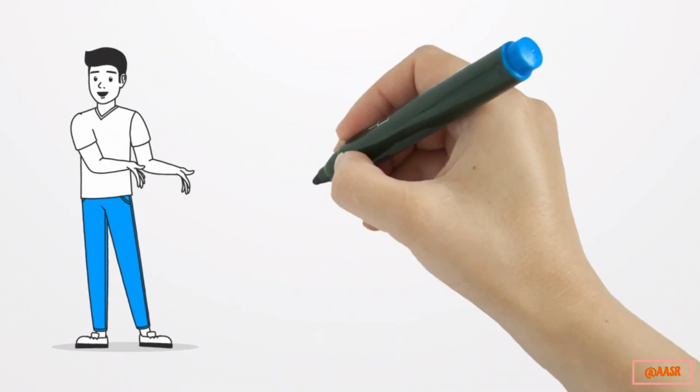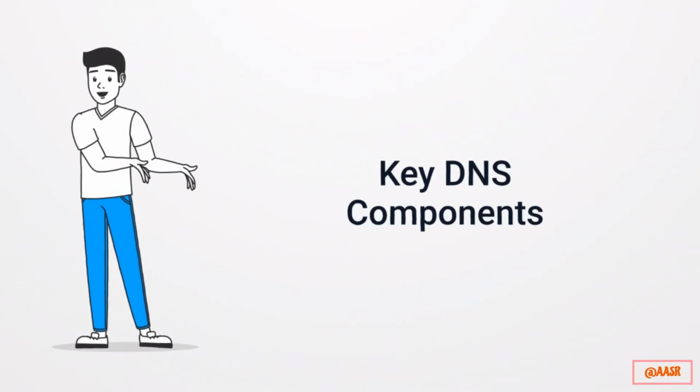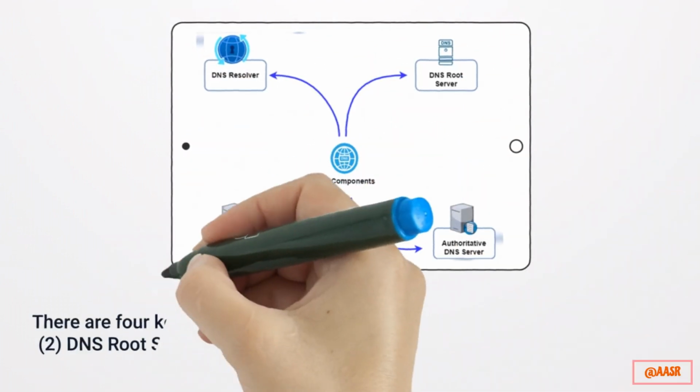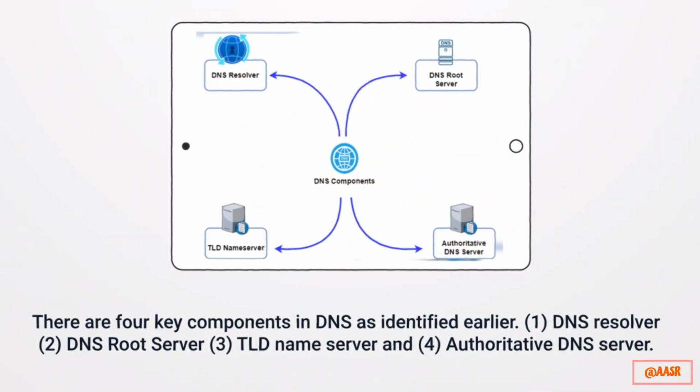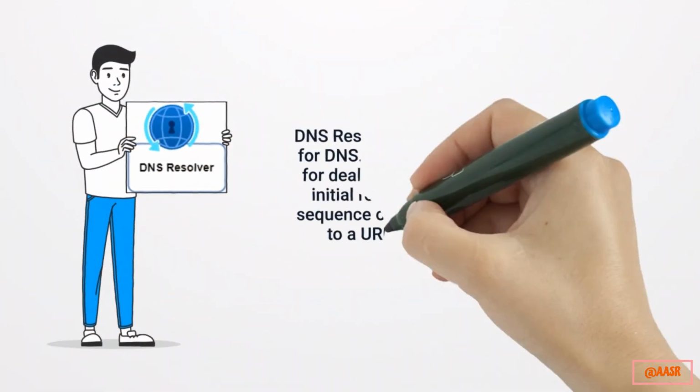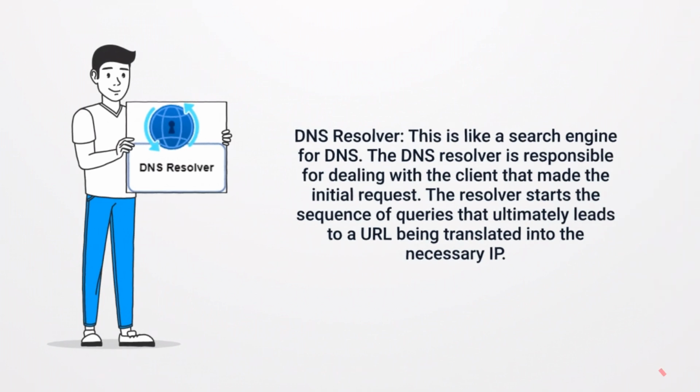Now let us look into the key components of DNS. These are DNS resolver, DNS root server, top-level domain name server, and authoritative DNS server. The DNS resolver is like a search engine for DNS. The DNS resolver is responsible for dealing with the client that made the initial request. The resolver starts the sequence of queries that ultimately leads to a URL being translated into the necessary IP.